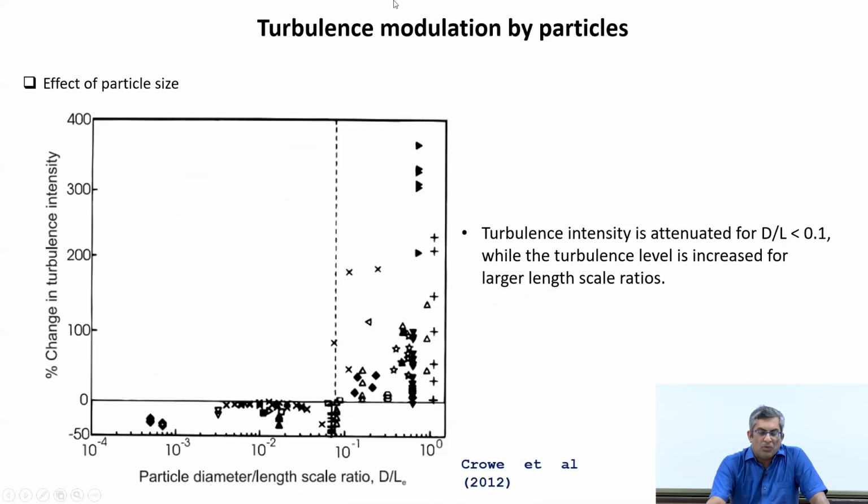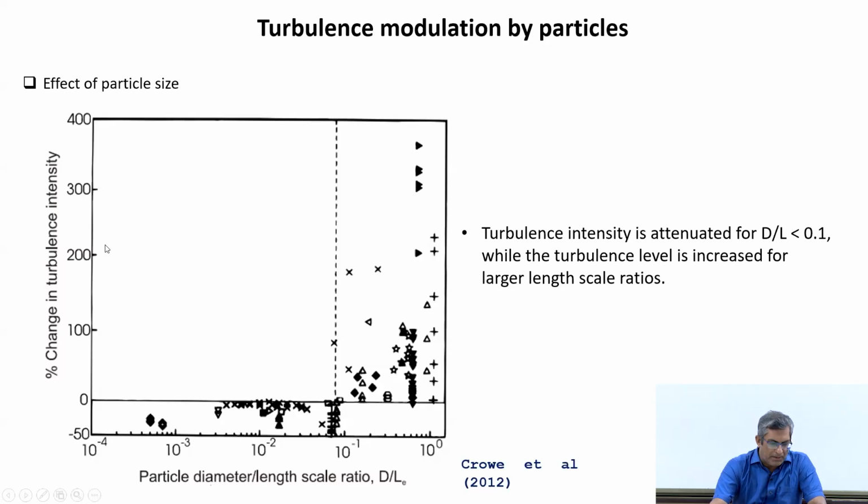Okay, so now we consider turbulence modulation by particles. So, till now we discussed how turbulence influences particle behavior. Now, how particles influence the turbulence, or the feedback from the particles. So, in this case, we inherently have the two-way coupling scenario. So, we will look at this through some examples. So, first the effect of particle size. So, how particle size affects turbulence modulation.